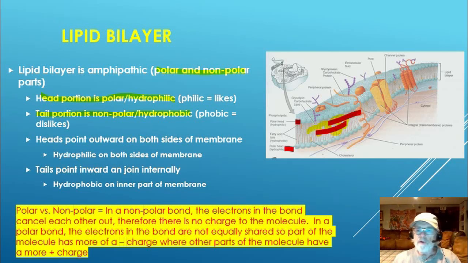So non-polar, no charge, the electrons bond to each other, they cancel themselves out. Whereas in polar molecules, part of the molecule has a positive charge and part of the molecule has a negative charge, okay? And that's what we see in the surface.